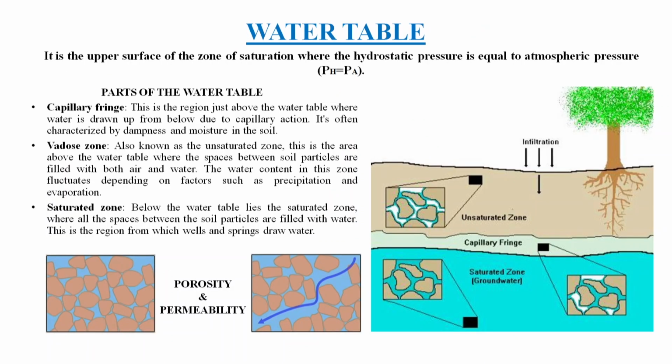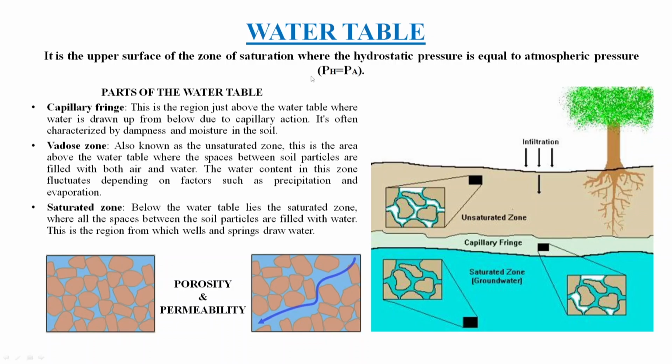Now if I want to define the water table physically as well, it is the upper surface of the zone of saturation, where the hydrostatic pressure is equal to the atmospheric pressure. So your Ph will be equal to Pa. That's how you can physically define in terms of hydrostatic pressure and atmospheric pressure that this is the water table, or you can say the water level, that is the top part or top surface of your zone of saturation.